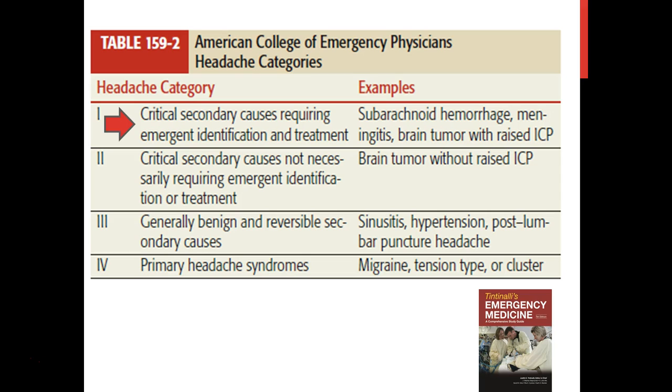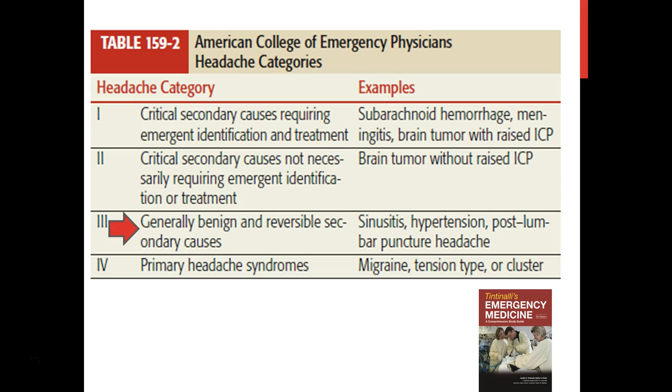The first category being headaches with a really dangerous etiology that we must find today so that we can do something about it emergently. The second category of headaches are headaches that have an important underlying cause, something that we do want to know and diagnose, but do not necessarily mean some sort of emergent identification and treatment today.